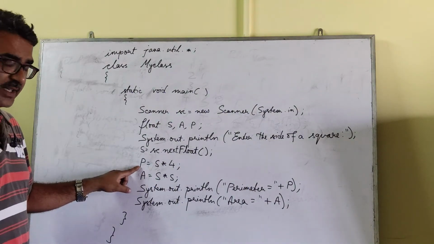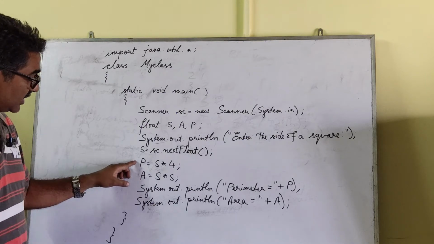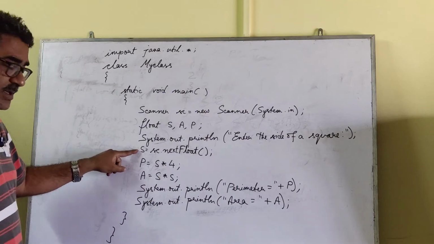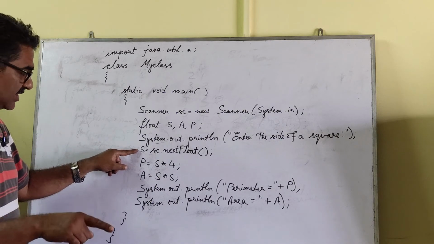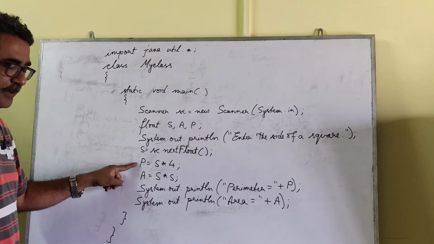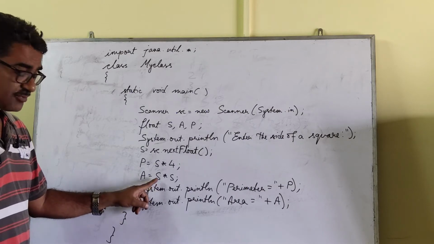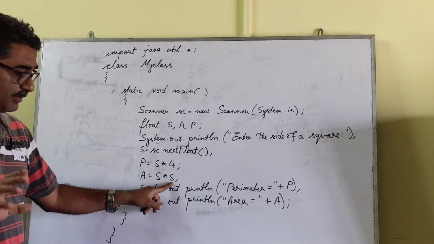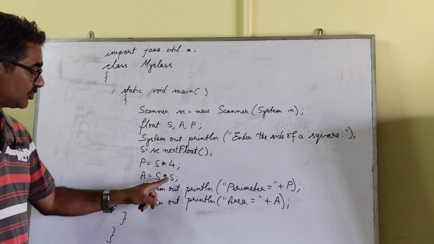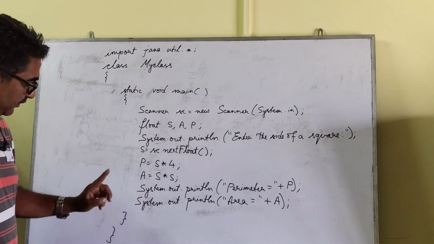Now here I am finding the perimeter of a square. Whatever value the user gives inside the variable S is multiplied by 4 and stored into the variable P. Similarly, to find the area of a square, we multiply side into side. I believe you remember how to find the area of a square. Very preliminary type question, side into side. We multiply these two sides and then store it in A.